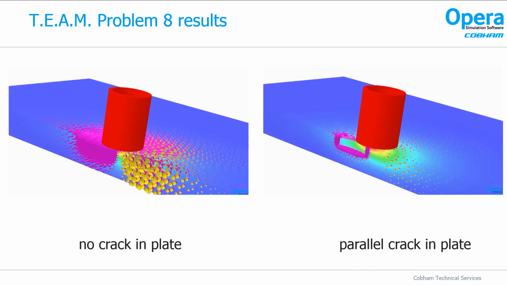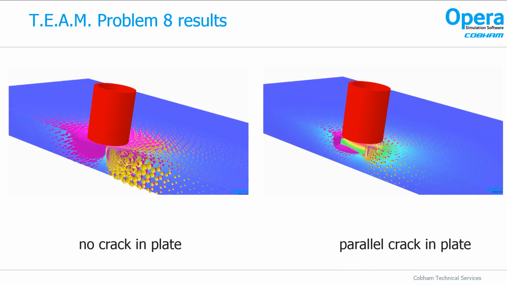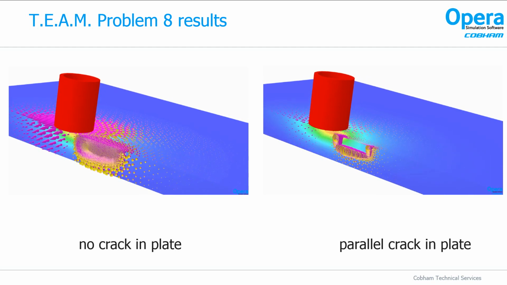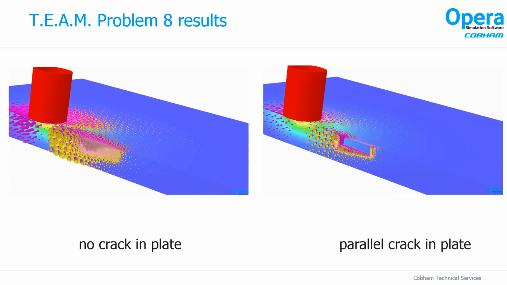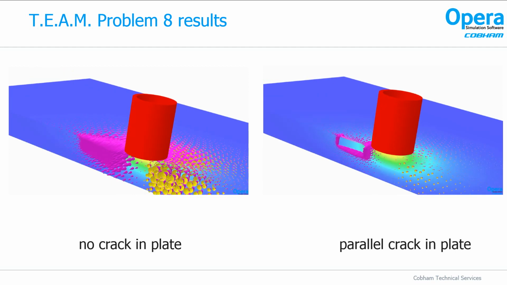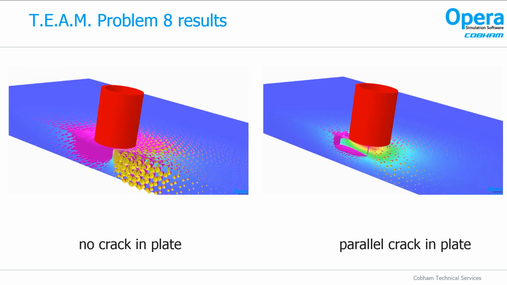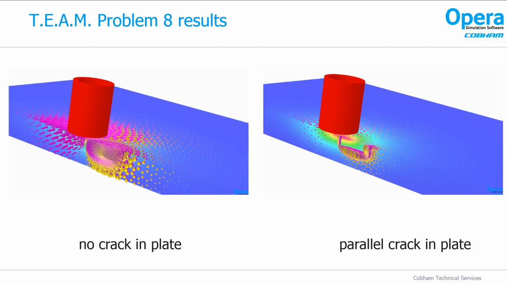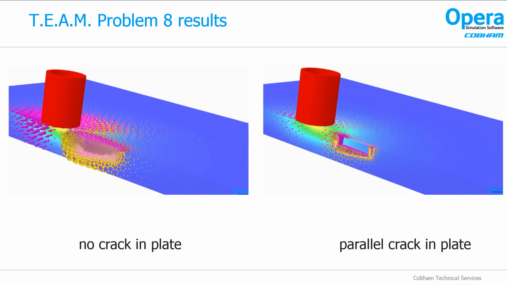Here we see the results for the different coil positions specified in Team Problem 8, for the plate with no crack and the plate with a crack parallel to the direction of motion. We're displaying contours of flux density and vectors of current density. As mentioned previously, there's no motion accounted for in the analysis. We're merely solving multiple cases with the coil in different positions, so there are no eddy currents induced by motion effects.